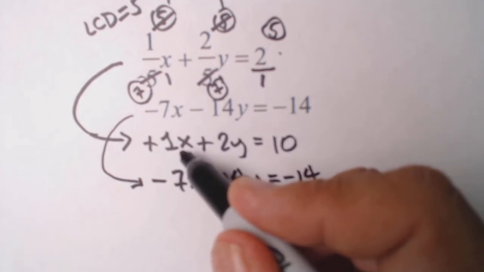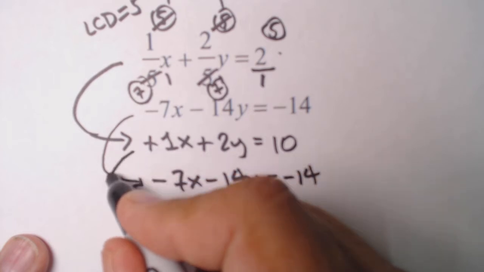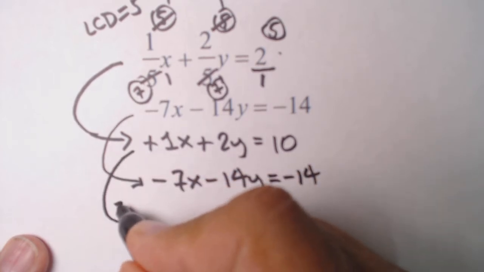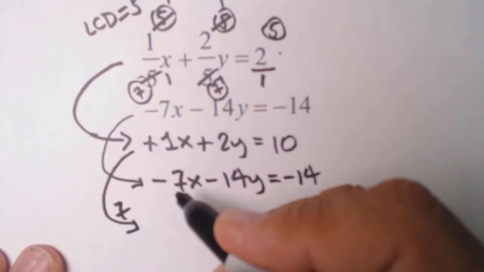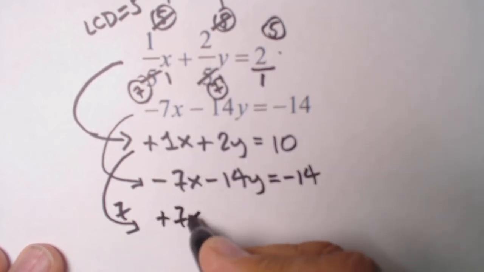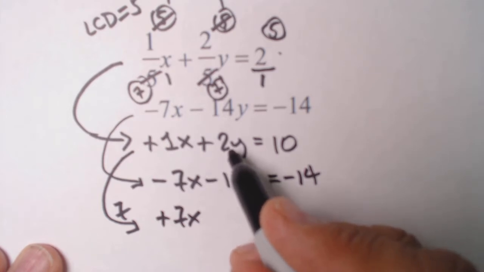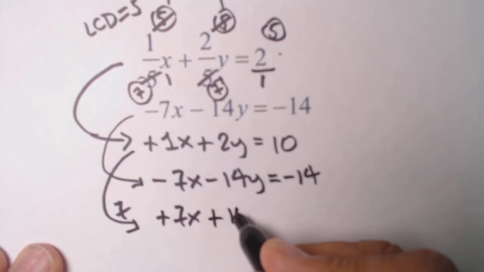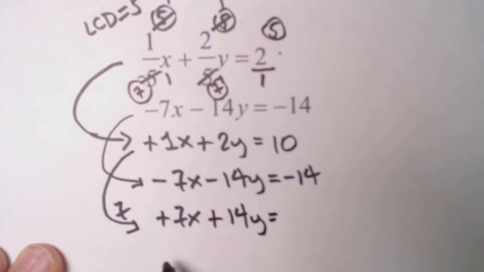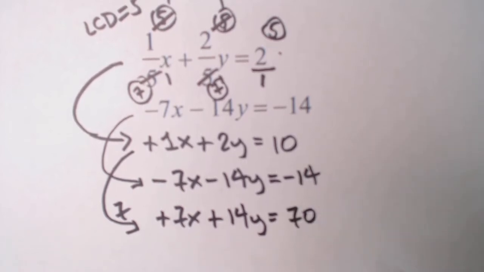And now I've got to change the second guy to plus 7. Well, we got 1 here. The only way you get a plus 7 is multiply by 7. 7 times plus 1 is plus 7x. 7 times plus 2 is plus 14y. And 7 times 10 equals 70.